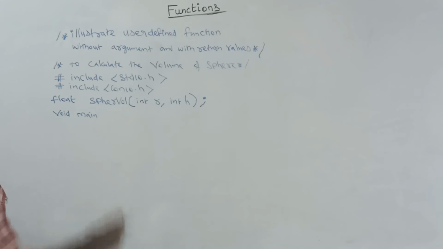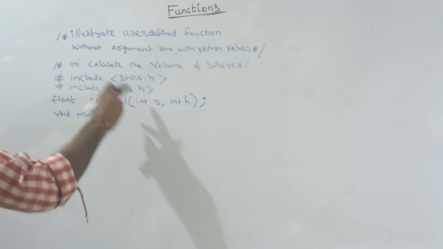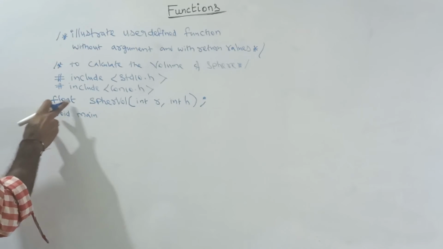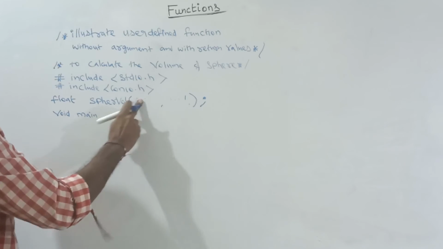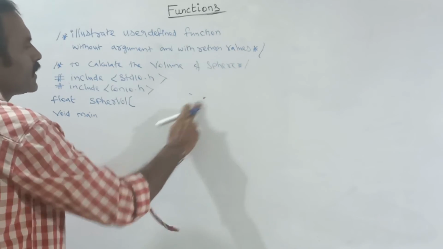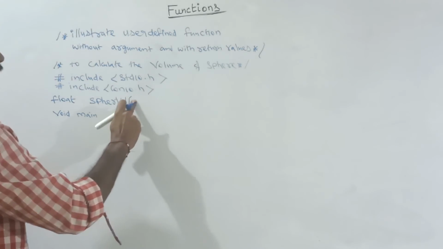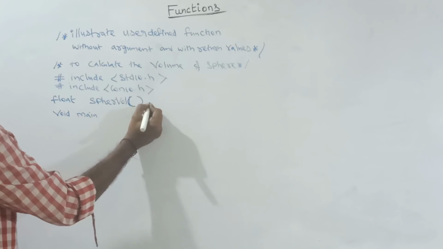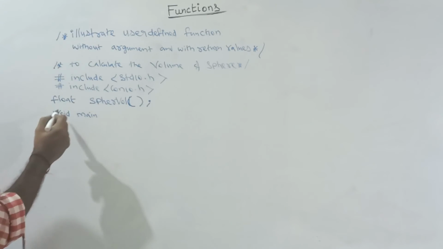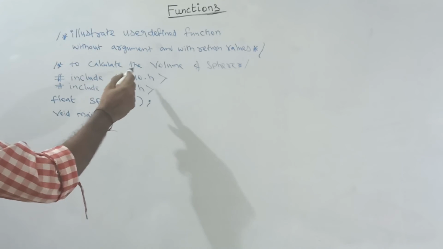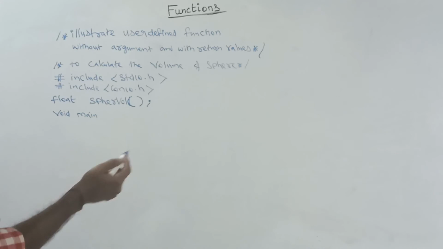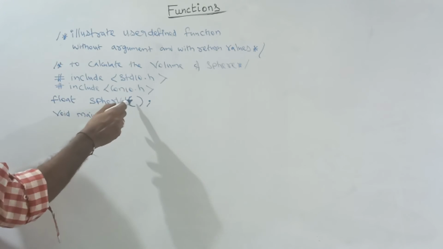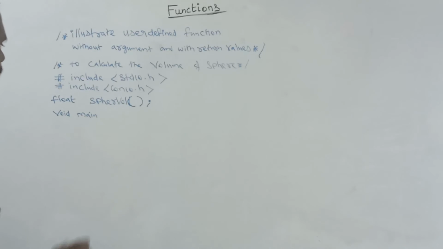See this one, to calculate the volume of the sphere without argument and with return type. It should return the value, but there should not be any parameter list or argument list. So here the argument list should be empty. This is important because this user defined function is used to illustrate without argument and with return values. For the return value I am using float. Here the argument should not be declared, without argument.